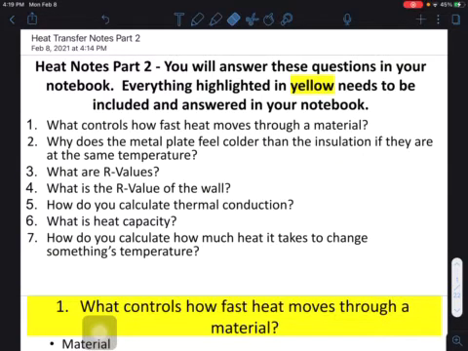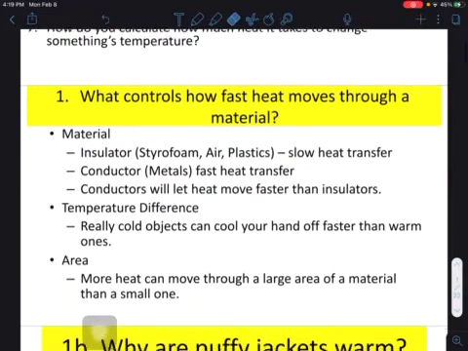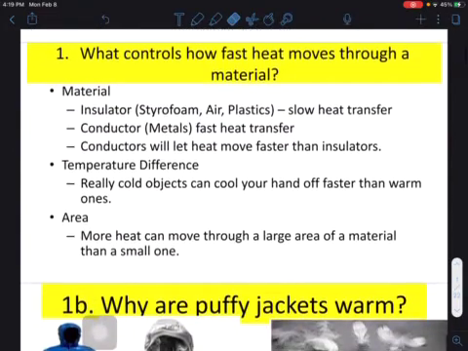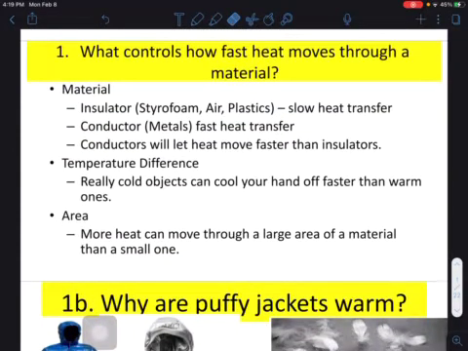So the first question here is what controls how fast heat moves through a material, and the kind of the material is important. In other words, is it an insulating type of material or is it a conductor? Conductors generally are metals, and the heat moves fastest through a metal than it does, of course, through an insulator. Insulators slow the movement of heat. Things like styrofoam, air, plastics are good insulators.